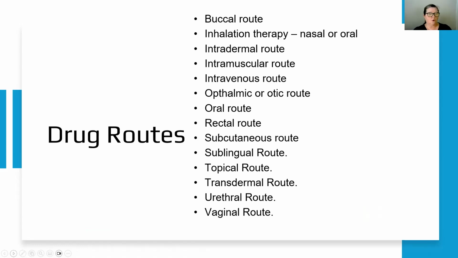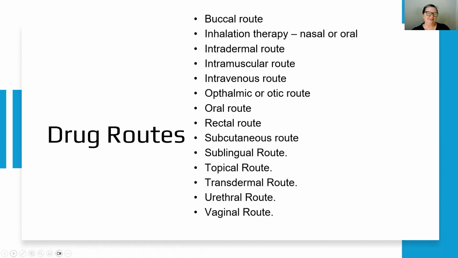There's the ophthalmic or otic route, and that could be ophthalmic being in the eyes, eye drops. Otic is, of course, or otic, depending on how you say it, is for the ears. The oral route, of course, is by mouth. The rectal route is given anytime you would give, say, a suppository. The subcutaneous route is, of course, an injection as well, and that is medication injected into the fatty tissue, or what I like to term the squishy squishy.